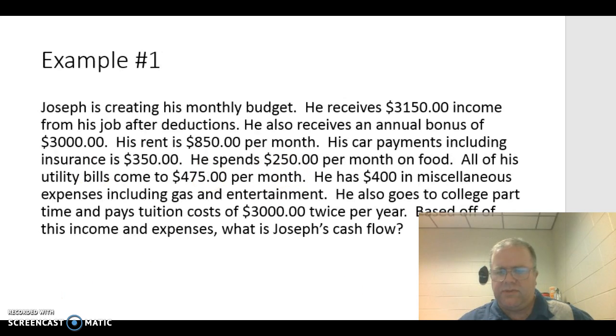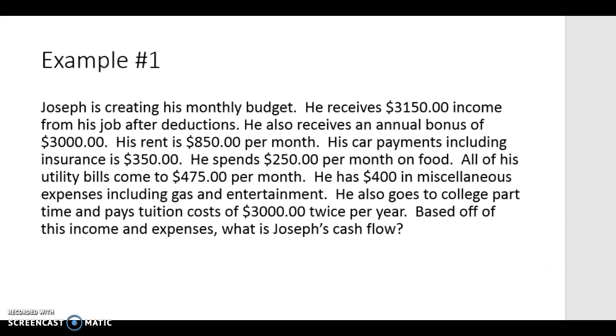So suppose Joseph is creating his monthly budget. He receives $3,150 of income from his job after deductions. Sometimes it's good to look at pre-tax amounts, but in this case we want to look at after tax because we want to look at how much he actually has to spend. He also receives an annual bonus of about $3,000.